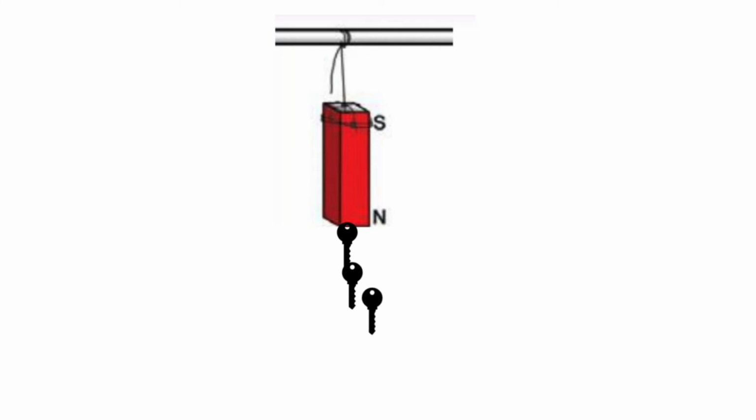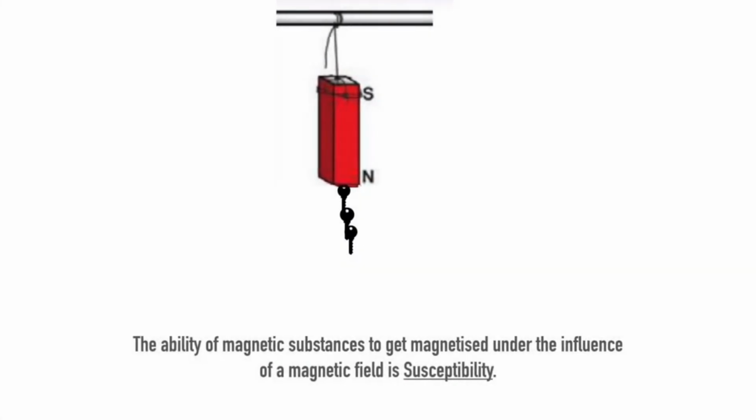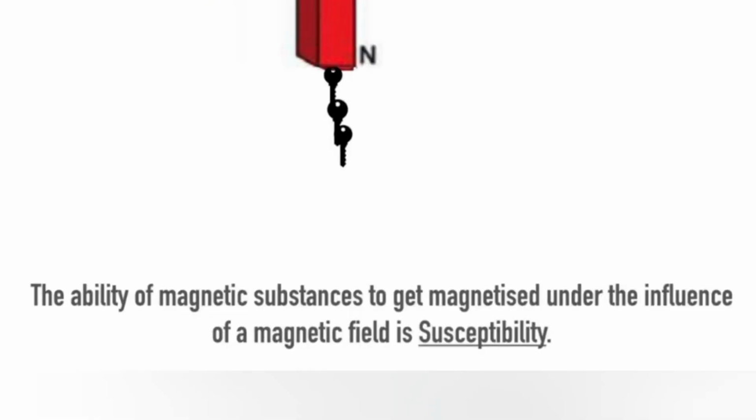Then bring the third key near the second key. We can observe that the third key is attracted to the second key. Here the first key and second key act as magnets, under the influence of a permanent magnet. This ability of magnetic substances to get magnetized under the influence of a magnetic field is called susceptibility. So we can define susceptibility as the ability of magnetic substances to get magnetized under the influence of a magnetic field.